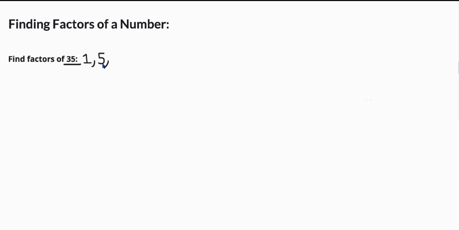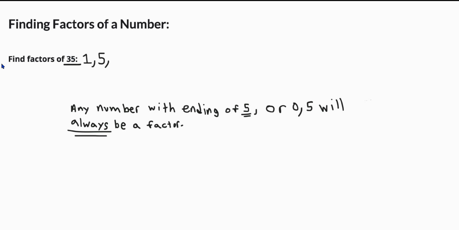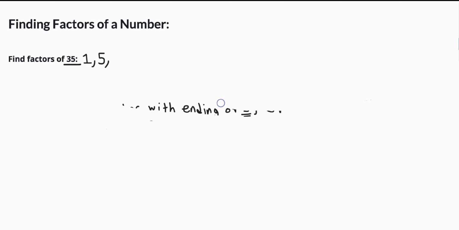All right, now I'm gonna stop right here. I'm gonna quickly mention one thing. Any number that ends with 5, or is five itself. So here's the full thing. So any number like 15, 10, 20, 25, 45, 100, 200, 5 will always be a factor 100% of the time. That is any number that ends with a 5 or a 0. So that's that. Very important to know.